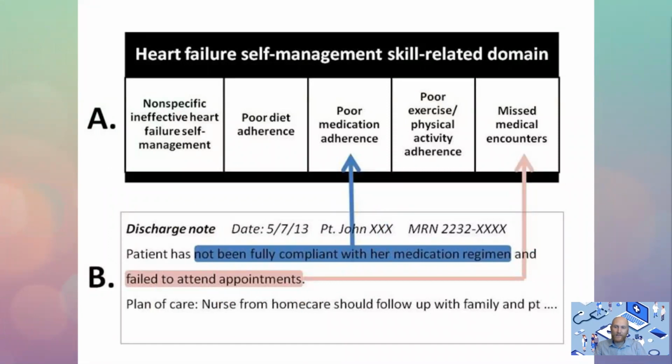This is an example of how the system works. You can see in this example that we have those domains in box A. Those are the 5 poor adherence domains. We want this natural language processing system to be able to read clinical notes and automatically understand whether there is documentation of poor medication adherence, for example. You can see an example of a clinical note in box B. This clinical note is a discharge note. It says the patient has not been fully compliant with her medication regime. We want the computer to understand that this is an indication of poor medication adherence. And then it is indicated that the patient failed to attend appointments. We want the computer to automatically mark it up as missed medical encounters.